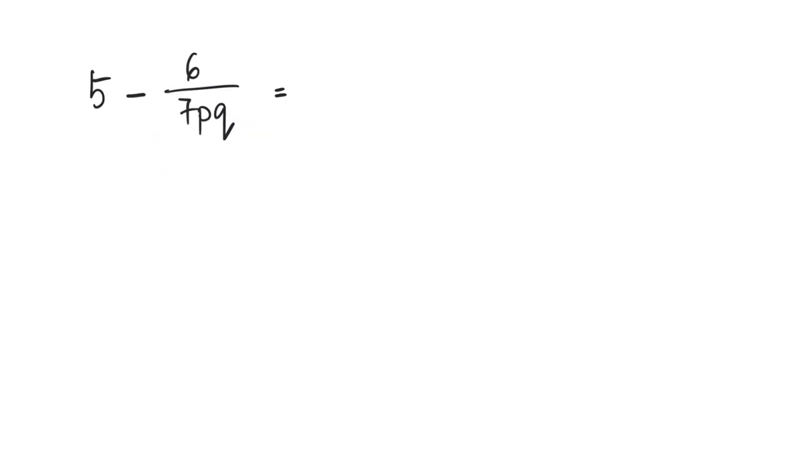Hello everyone, welcome to this video where we are required to express the following as a single fraction. And every time we minus a fraction, we must make sure the denominator is the same. But hey, 5 doesn't have a denominator. But I know 5 can be written as 5 over 1. And so I just need to multiply by 7PQ, so that now I would be able to get the common denominator, 7PQ.